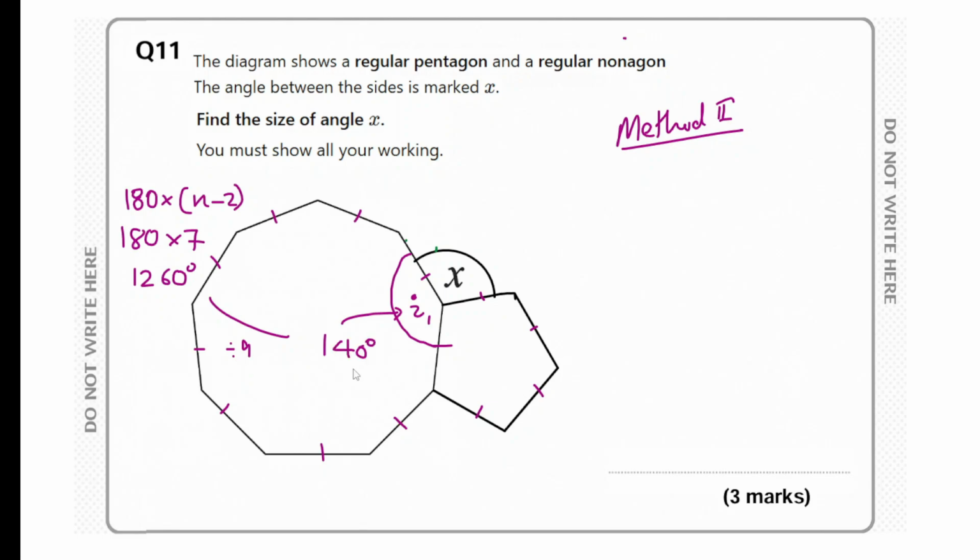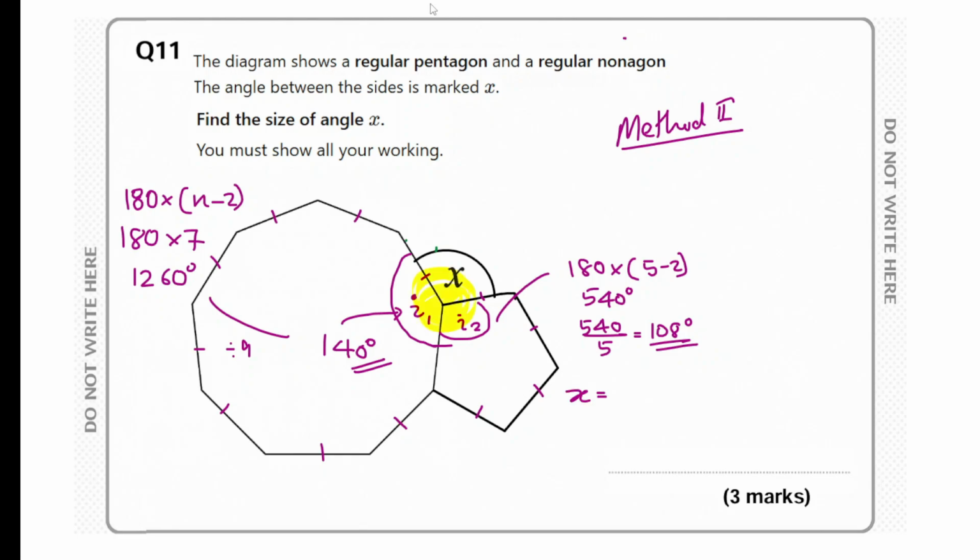Similarly, we can work out the interior angle of a pentagon because it's 180 multiplied by n, which is 5, take away 2. 5 take away 2 is 3, times 180 is 540. But 540 is all 5 of them. So one of them is 540 divided by 5, which is 108 degrees. Now we know the interior angles and to find x, I know all of these angles add up to 360.